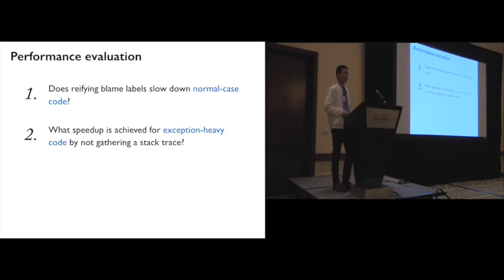Our performance evaluation tried to answer two questions. Our implementation reifies blame labels to avoid exception capture. So the first question to ask here is, does reifying blame labels incur slowdown on normal case code that does not make heavy use of exceptions? The second question is, what speedup can be achieved on exception-heavy code by not gathering a stack trace?